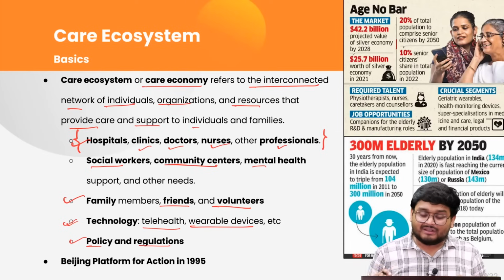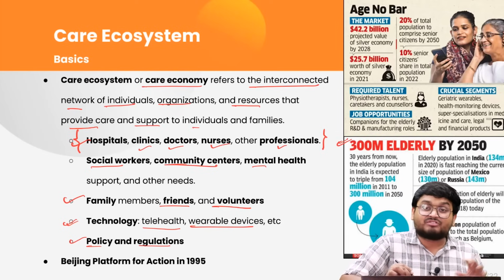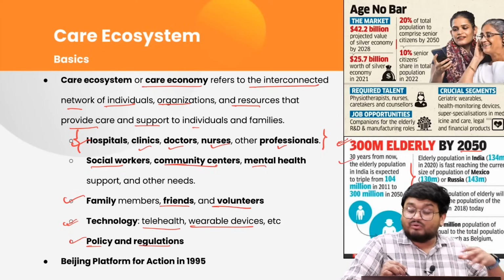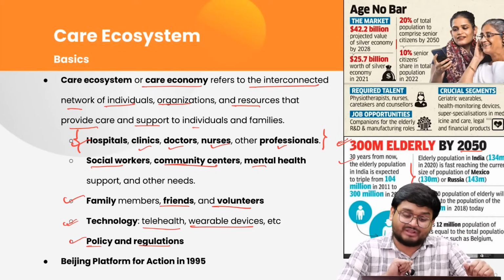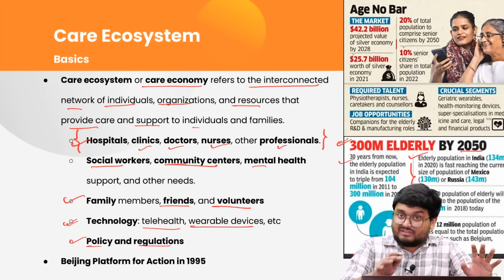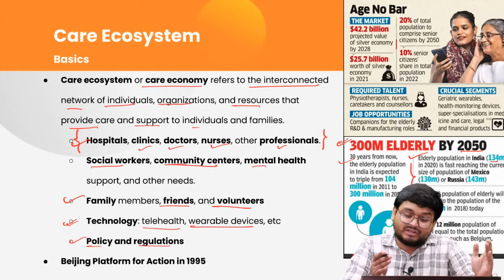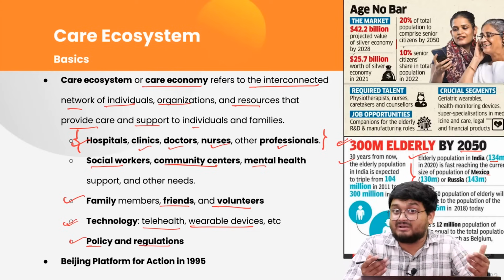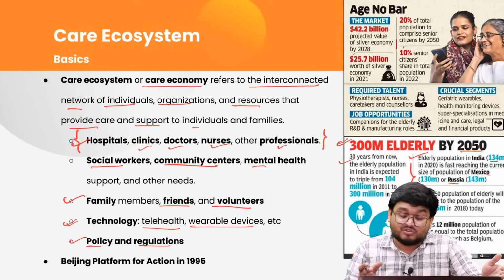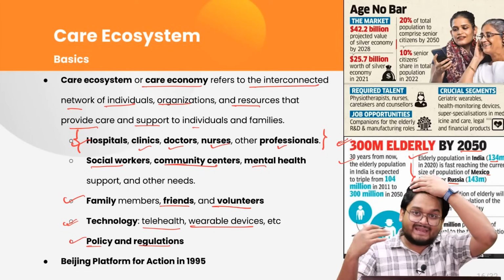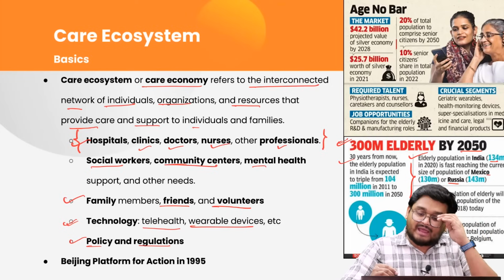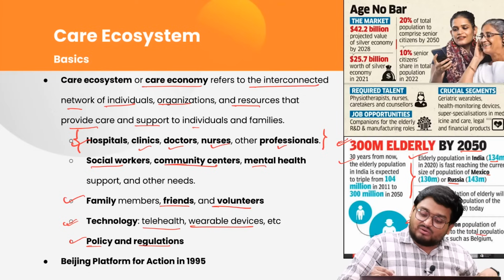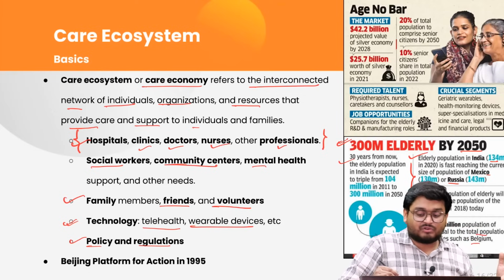Now, we have to understand that in India, we are expected to have 300 million elderly people by 2050. That is 30 years from now, increasing to 300 million by 2050. The elderly population in India as of 2020 was around 134 million, which is more than the current population of Mexico or Russia. So we have a huge number of people who will be getting old in the future. Also, India's 12 million population of 80 plus right now is equal to the total population of countries such as Belgium, Greece or Cuba.